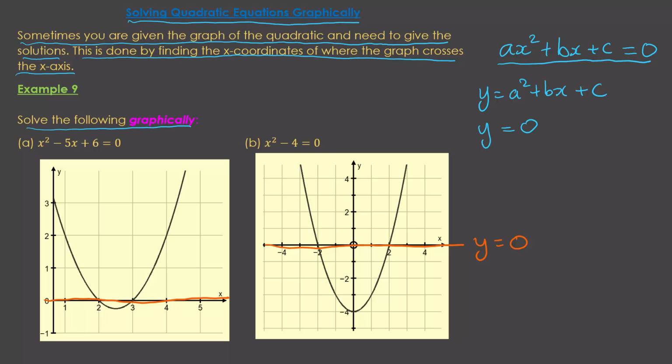So we want to solve the following graphically. So we've got the graph of x squared minus 5x plus 6, and we want to solve x squared minus 5x plus 6 equals 0. So we just go and find the x-coordinates of the point of intersection, and therefore we can say that x is equal to 2 or x is equal to 3. Same thing here, we just look for where it crosses the axis, and we can say that x equals negative 2 or x is equal to 2.